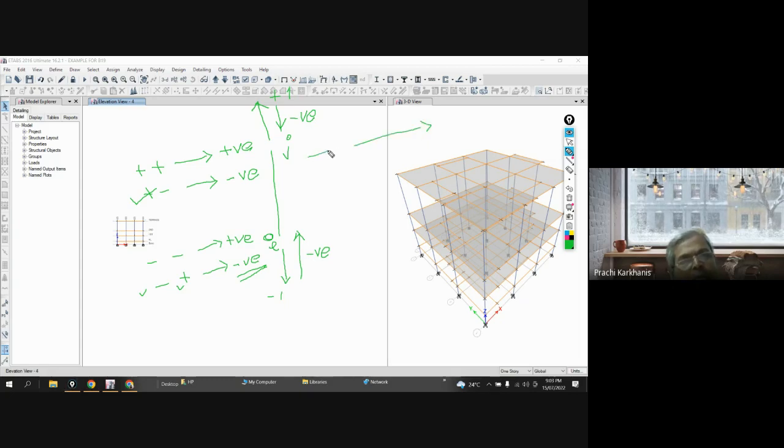Tension will be positive, compression will be negative.